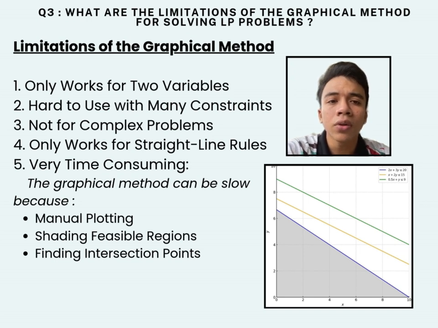The graphical method can be slow because first we need to do manual plotting. Each constraint needs to be drawn as a straight line on the graph, which can take a lot of time if there are multiple constraints. Secondly, shading feasible regions. Identifying and shading the area that satisfies all the constraints requires careful attention, and mistakes can happen easily. Next is finding intersection points. For a precise solution, you often need to calculate the exact coordinates of where constraint lines intersect, which involves solving equations manually.